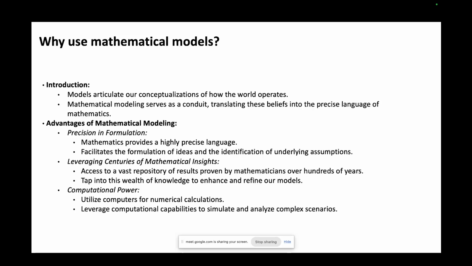So first, why use mathematical models in the first place? A lot of you are curious about mathematical models in biology, but in general, why use them? The major advantage is that it provides us with a highly precise language, and a platform to formulate our ideas and simulate the underlying assumptions that we make about certain systems, and get results in silico to have a better understanding of how the system is working in real life.